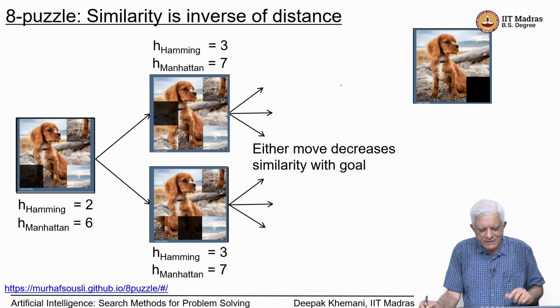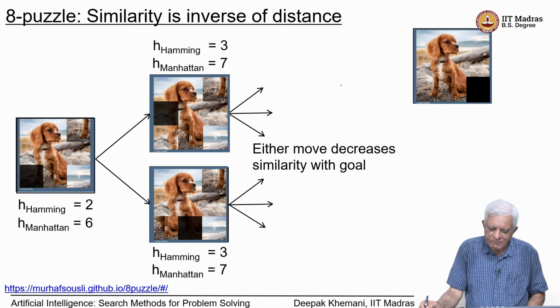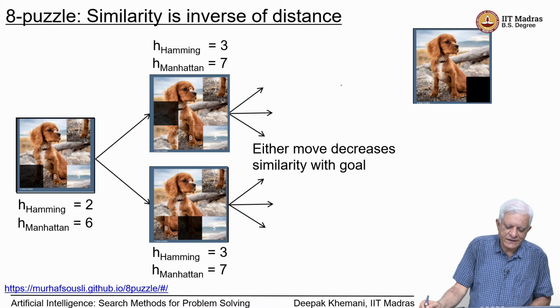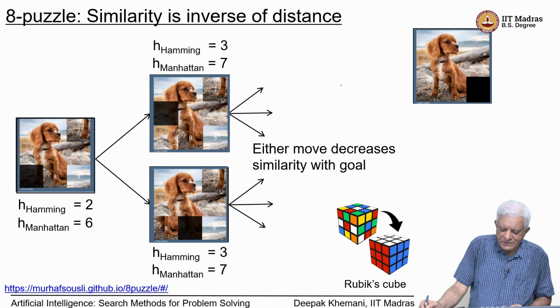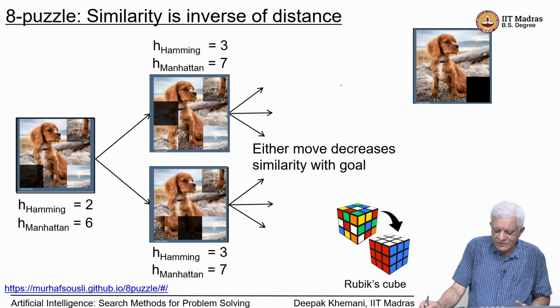And that is what we mean by saying that the heuristic function is not perfect. If you have been solving the Rubik's cube, then you would probably be thinking in terms of similarity: how similar is my proposed move taking you closer to the goal state, and one of the goal states could be that every face has one unique color.